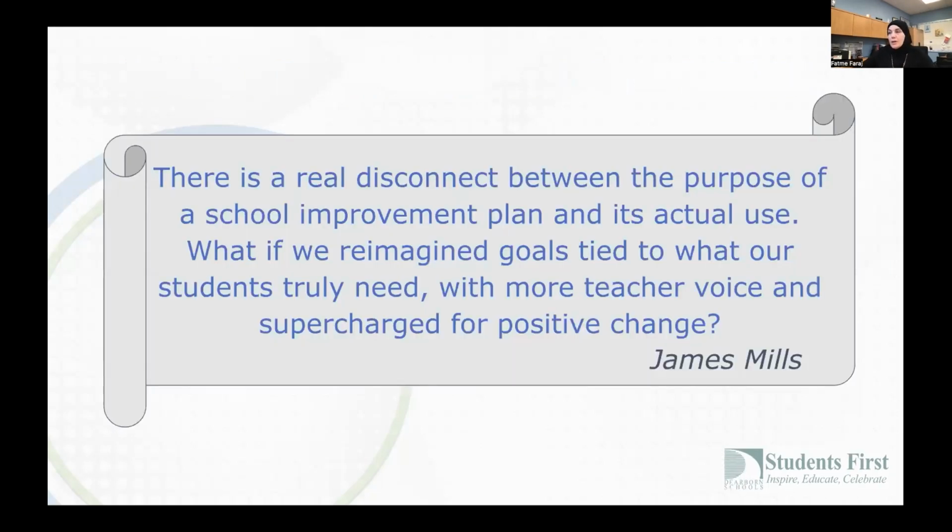So if you look at this slide, really our goal is continuous improvement at the building level, not only at the district level. We know that the district guides the building. And we figured that if we reimagined our school improvement plans to be highly impactful and also implemented with integrity at the building levels, then we can see impact on student achievement, which is addressing the very real disconnect between the purpose of the plan and its actual use.